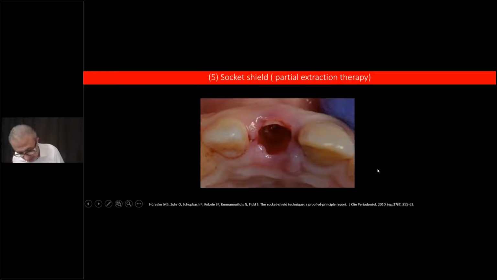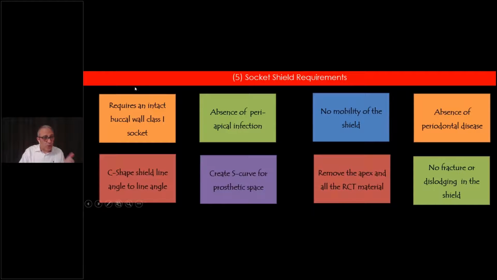I'm not going to mention the other techniques of Dr. Tarnow. He will be happily, of course, discussing this with you very soon. But the socket shield is also another technique that is really emphasizing immediate implant placement. Sometimes they call it partial extraction therapy. It's a very good technique, but you need to realize that it requires an intact buccal wall. If you have bone resorption on the buccal wall, it's nonsense.